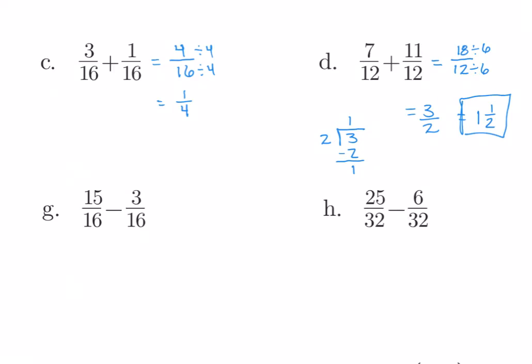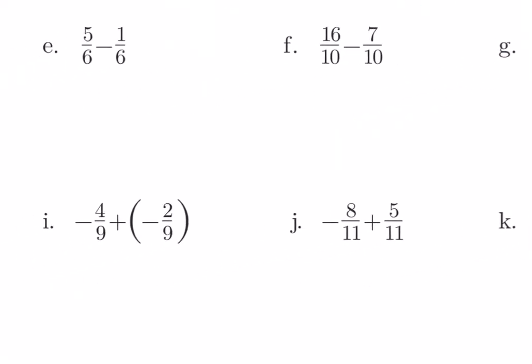Okay, so that takes care of some addition problems. So now let's go ahead and look at subtraction. And the same thing applies to subtraction. So again, we're going to subtract the tops. 5 minus 1 is 4. We keep the bottom, so we get 4 over 6.